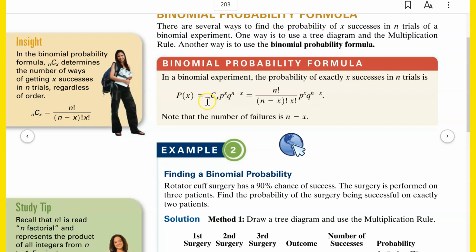We also could call that N choose X, or N combination X, times P to the X times Q to the N minus X. And that works itself out to this, because NCX is this right here.